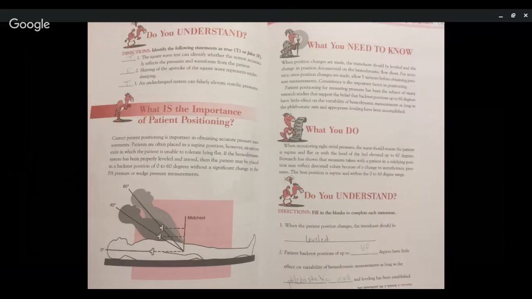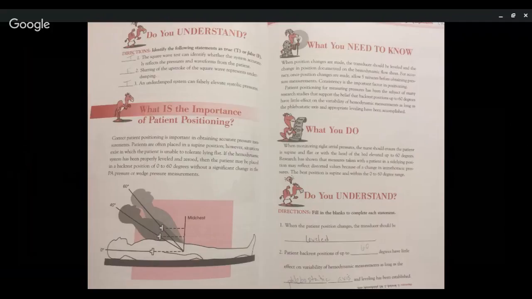What do you do? When monitoring right atrial pressures, the nurse should ensure the patient is supine and flat, or with the head of the bed elevated up to 60 degrees. Research has shown that measures taken with a patient in a side-lying position may reflect distorted values because of a change in intrathoracic pressures. The best position is supine and within the 0 to 60 degree range.